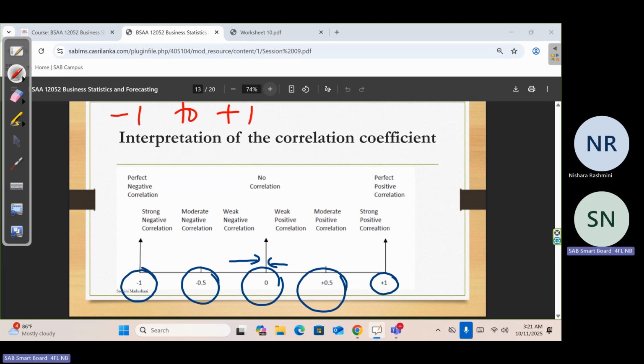It's clear? Okay, +1, perfect positive, -1, perfect negative. Okay, 0, no correlation. +0.5, moderate positive, -0.5, moderate negative. Okay, nearest to 0, plus value weak positive, minus value weak negative. Understood? Okay, then this is the way we can interpret the value. It's clear? Okay.